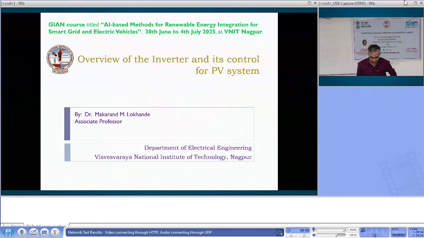So good afternoon and welcome to the next session, the afternoon session of the GAN course. I hope you have all had a good lunch, and after so much interesting, energetic lecture, my job is to keep you awake also. After this we have the sweet selection, all done by our volunteers. So thank you. What we'll see is an overview of inverter and its control for PV system.